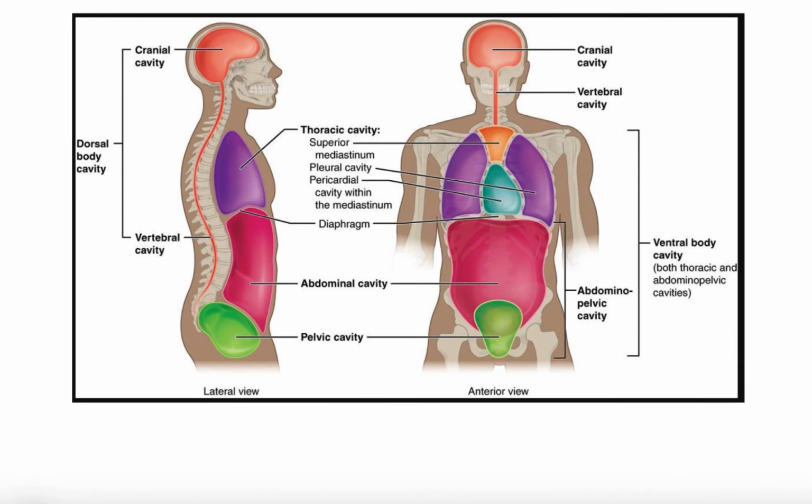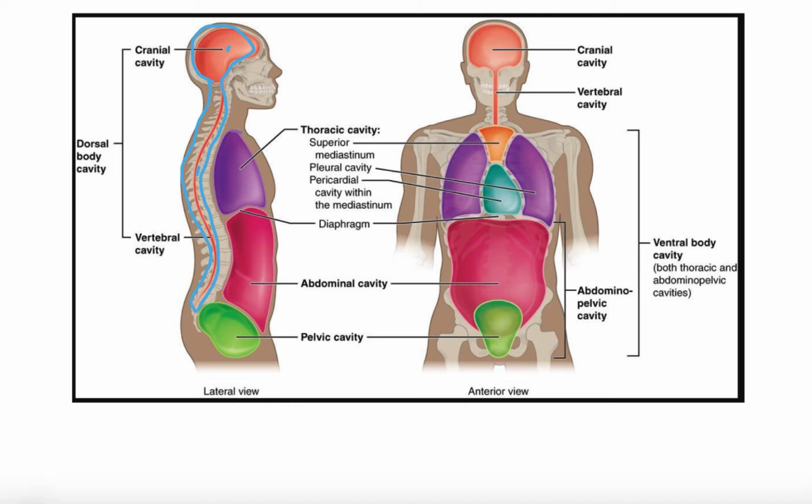All right, so this is sort of the breakdown, right? We have our big dorsal body cavity with no divisions between, meaning no membranes separating the subdivisions inside the dorsal body cavity. The subdivisions inside the dorsal body cavity are the cranial cavity and the vertebral cavity, but there's no membrane keeping the two sections apart. They all run into each other.